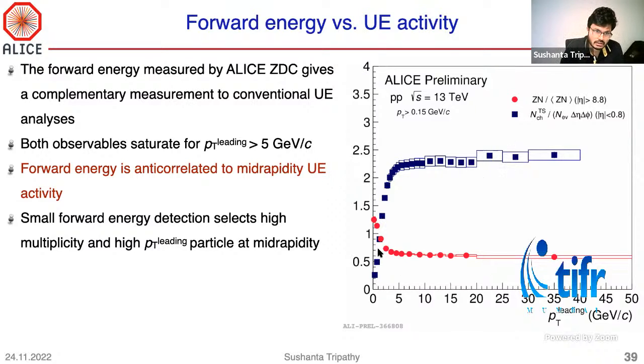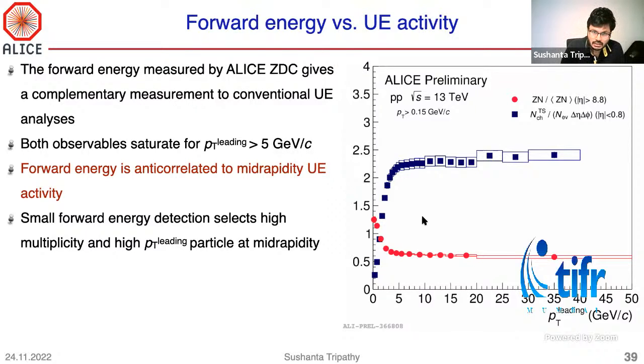They are quite complementary to each other, and basically forward energy is completely anticorrelated with the mid-rapidity activity. So if you measure small forward energy, then we are selecting very high multiplicity events and a high pT leading particle at mid-rapidity.